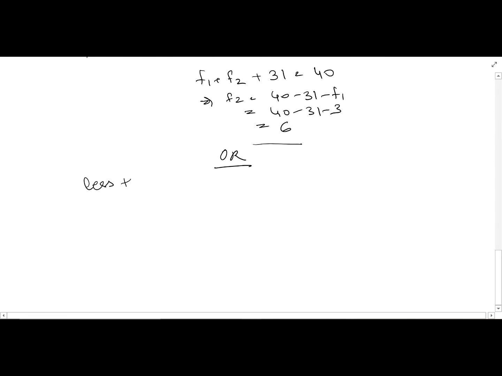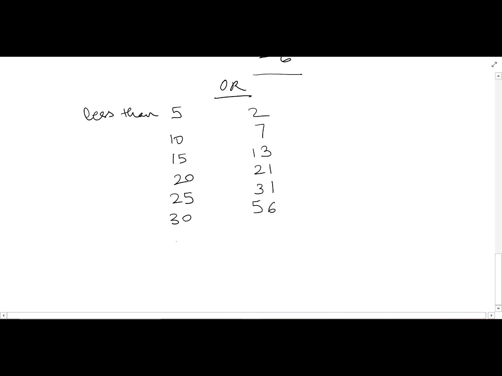So less than 5 will be 2, less than 10 will be 7, less than 15 will be 13, less than 20, 21, less than 25 will be 31, less than 30 will be 56, less than 35 will be 76, less than 40 will be 94, less than 45 will be 98, and less than 50 will be 100. So the total. So basically we have to get the cumulative frequencies.